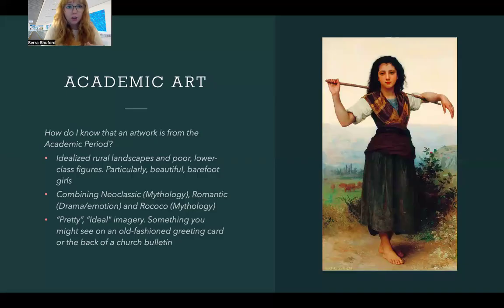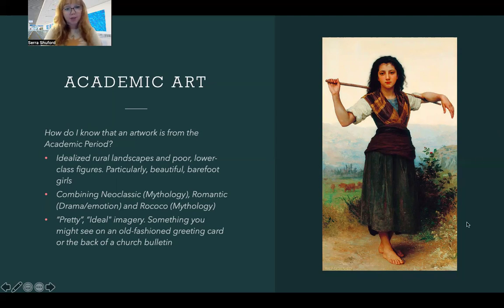As far as the look, because it spans such a long period, it does change a bit as time goes on. But just some commonalities that we see within academic artwork. We see an idolized rural landscape, and poor lower class figures, particularly a lot of very beautiful, young, barefoot girls, like in this painting that we see here.